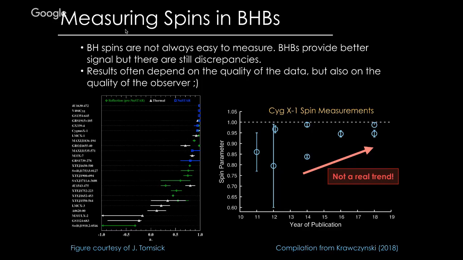It's not that the spin is changing. What is changing is the quality of the data and the quality of the model. Hopefully, we're getting smarter in understanding how to fit these observations and derive a proper quantity that actually makes sense. So we're now consistently getting to agree that the spin in the system is close to the maximum.